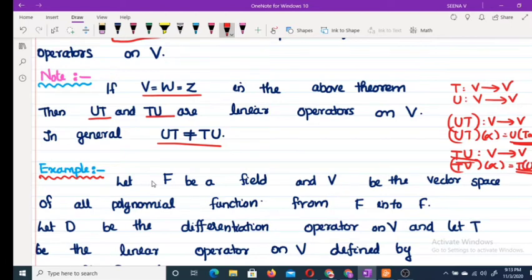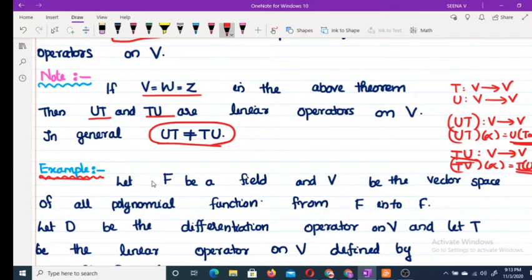And we have one result. In general, UT is not equal to TU. That means in general, this composition operation is not commutative. For proving this, we are looking at one example here.